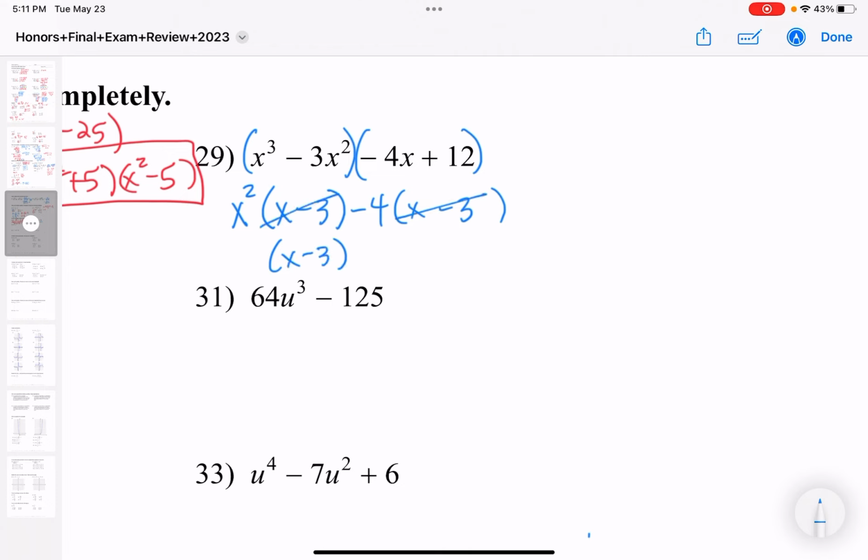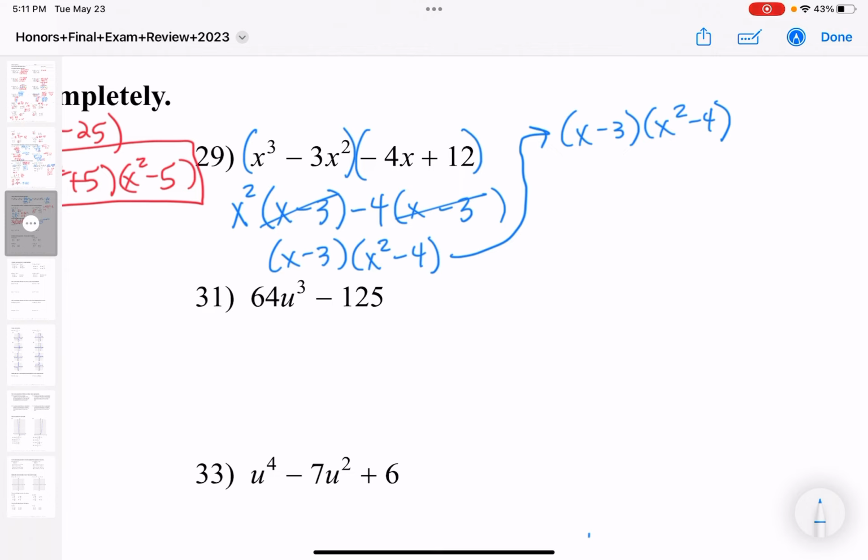Okay, so I cross out the x minus 3's above it because I took it out. All right, and now what's left over, I still have that x squared and that minus 4. But I still have to check and make sure that those don't go down any further. X minus 3 cannot go down any further. But then I've got x squared minus 4.